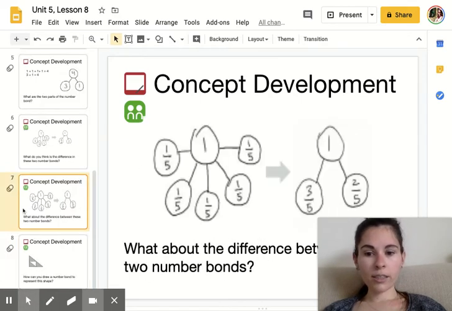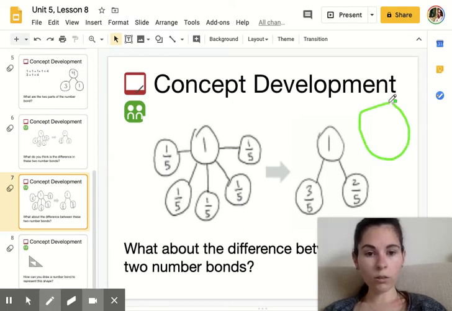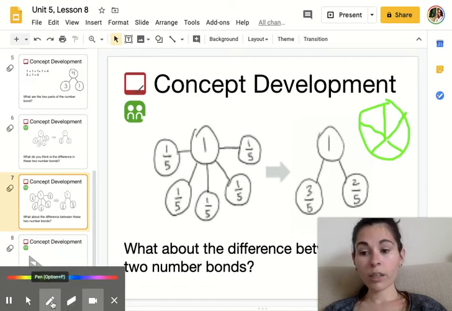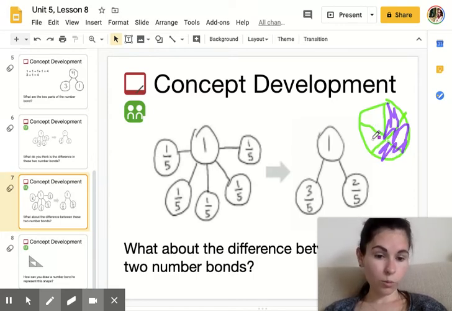Now let's look at the same thing with fifths. If I have 1 whole divided into fifths, I could write it as 1/5 plus 1/5 plus 1/5 plus 1/5 plus 1/5. Or I could write it as 3/5, 1, 2, and 3, plus 2/5, 1, 2.